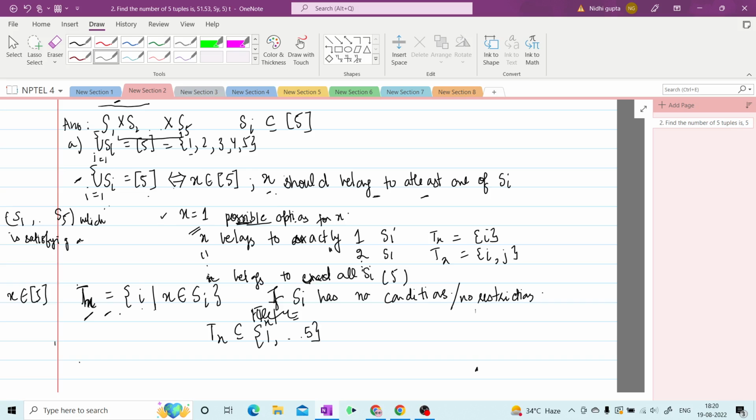So what are the possibilities of Tx? First of all, from this we see that Tx should be a subset of 1 to 5. That is, Tx is recording the indices where x is going to. Now, which all subsets can Tx be? Can you tell?